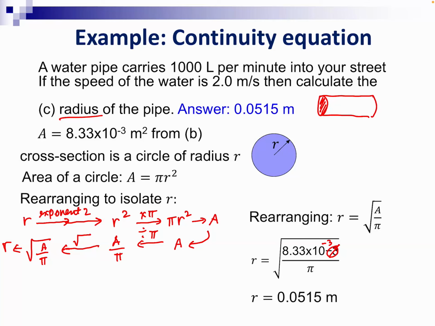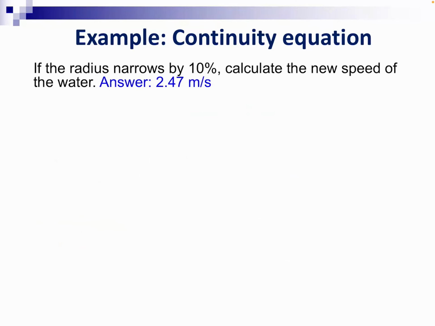All right. Okay. The next one. Say if the radius narrows by 10%, calculate the new speed of the water. Okay, so something new to learn today: percentages. How do we deal with percentages?